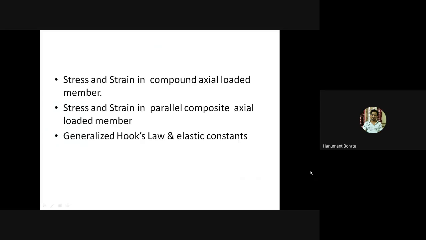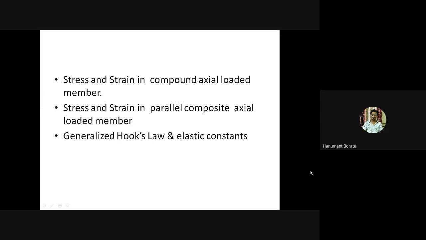So we are going to discuss stress and strain in a compound axially loaded member, stress and strain in a parallel composite axially loaded member, and generalized Hooke's law and elastic constants. Okay. So already you studied stress and strain. Stress is nothing but the resistive force per unit cross-section area, and strain is the change in dimension to the original dimension. It's a measure of deformation.